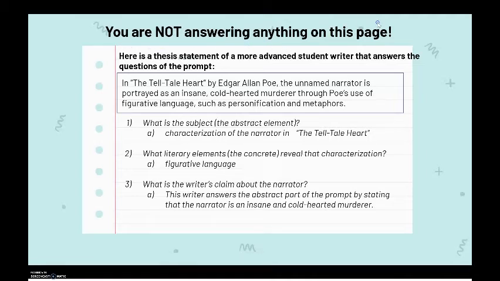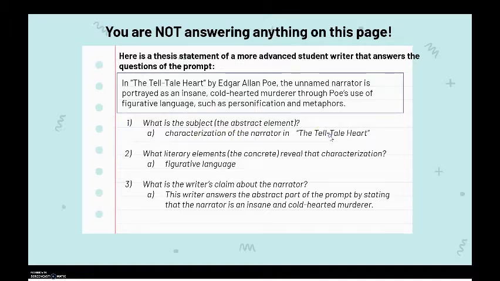In The Telltale Heart by Edgar Allan Poe, again, good job giving me the title and the author. The unnamed narrator is portrayed as an insane, cold-hearted murderer through Poe's use of figurative language, such as personification and metaphors. I can already tell this is definitely more advanced than the last one. So let's check our 3 criteria. Number 1, what's the subject? What is the abstract element that this person is talking about? The characterization of the narrator in The Telltale Heart.